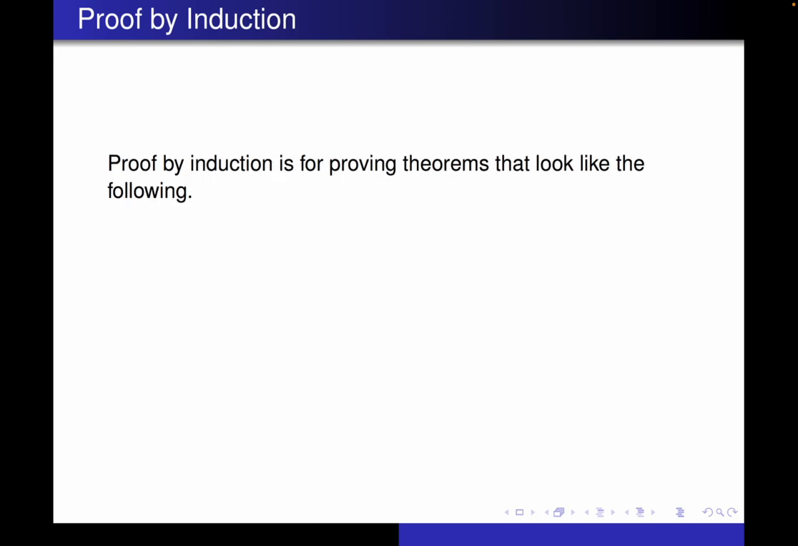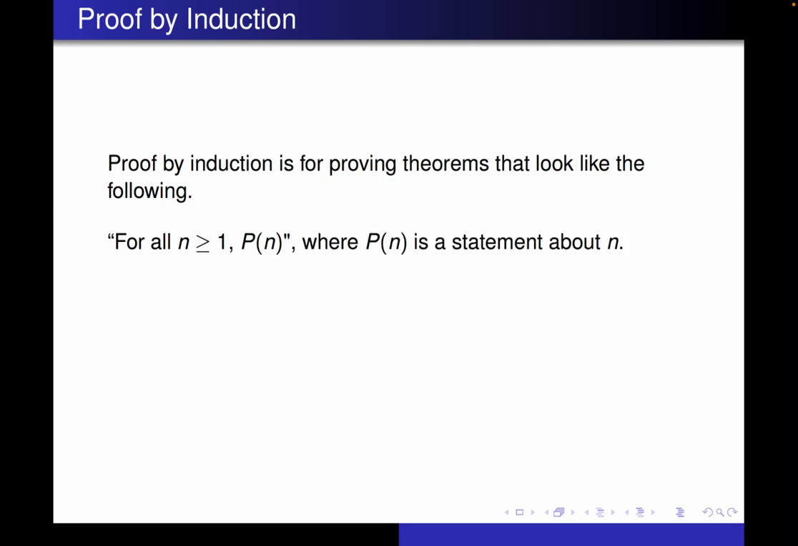So first of all, I want to talk about which statements we can actually prove by induction. And they look something like the following: for all n greater than or equal to 1, P of n, where P of n is some statement about n. If you think back to when we were looking at quantified statements, this is a universal quantified statement, in other words, a for all statement, where the domain of discourse is natural numbers. We're looking at natural numbers greater than or equal to 1, but we could look at other types of theorems where n is greater than or equal to 0, or n is greater than or equal to some other number.